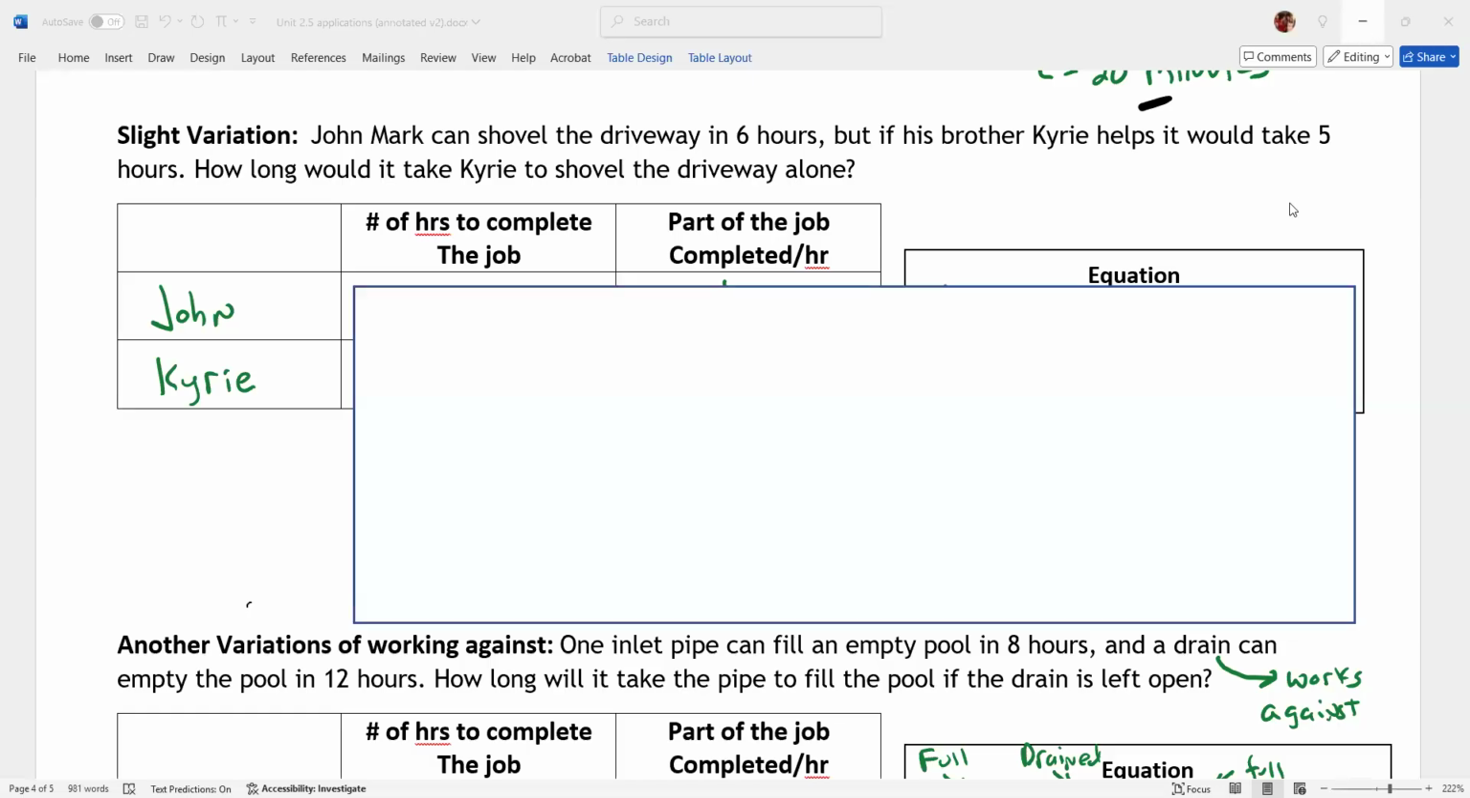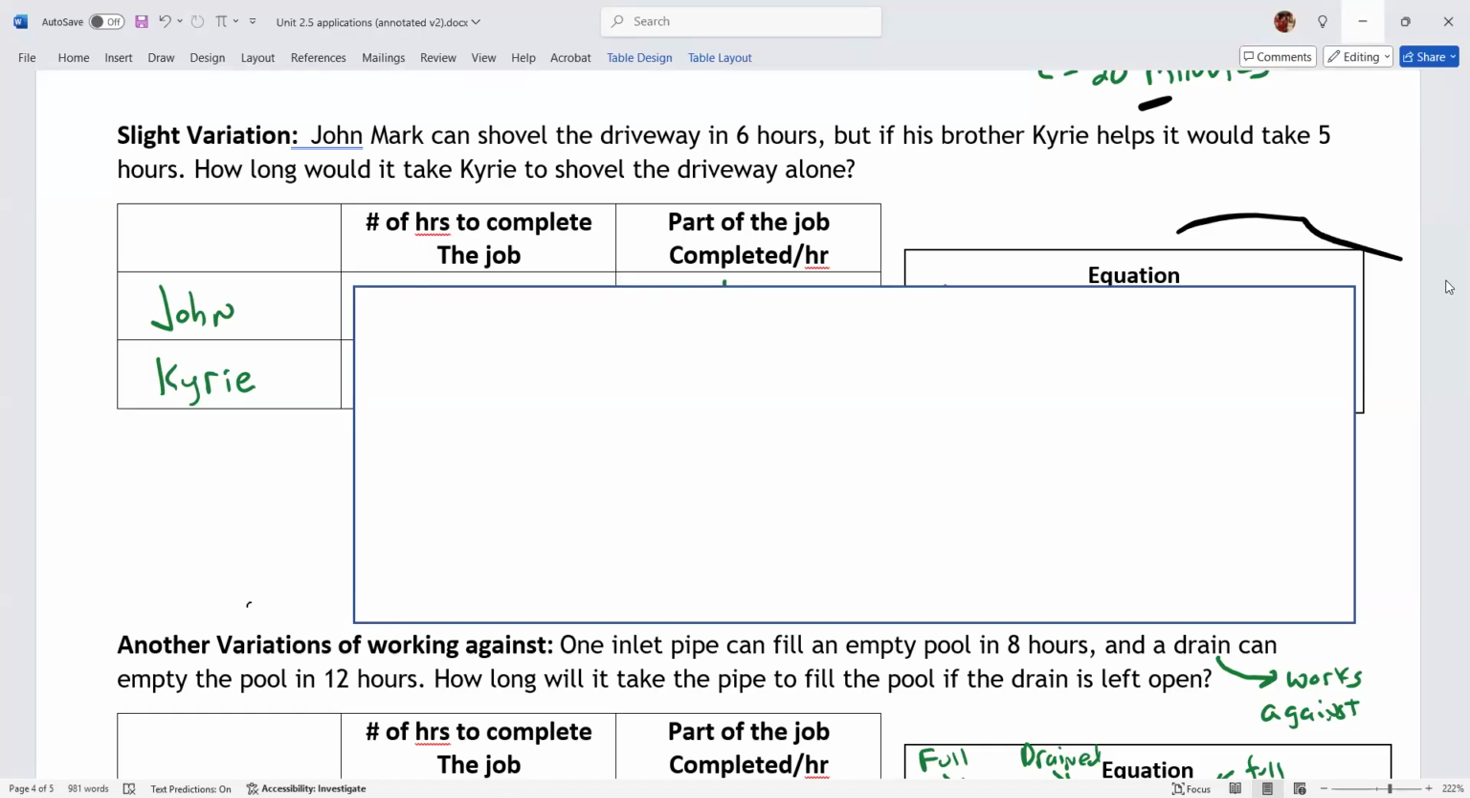Okay, the next problem, just a slight little variation. Again, they're not all going to be exactly the same. This particular problem, they tell you that John Mark can shovel the driveway in 6 hours, so there we have a rate. But if his brother Kyrie helps, it would take 5 hours. Now that's 5 hours total. That is not Kyrie's rate. That is the rate if they work together. And the question is, how long would it take Kyrie to shovel the driveway alone?